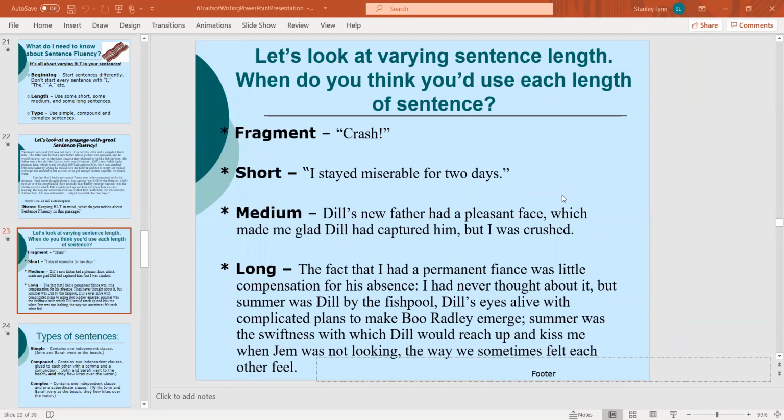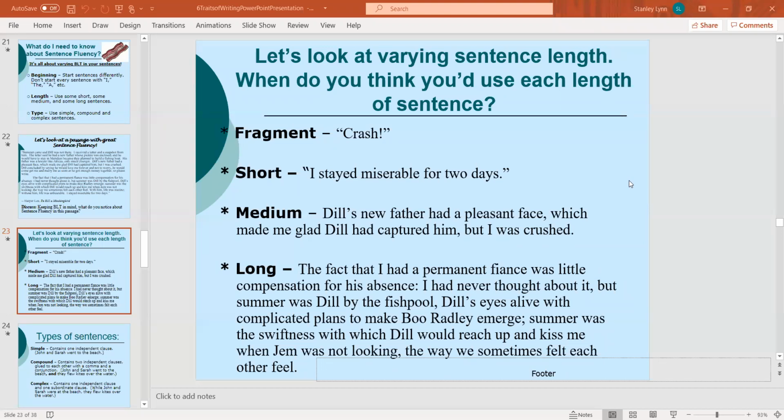Let's look at varying sentence length. When do you think you'd use each length of sentence? Fragment: crash. A short sentence: I stayed miserable for 2 days. A medium sentence: I want you to look and notice what is considered medium. Dill's new father had a pleasant face, which made me glad Dill had captured him, but I was crushed. And this is one long sentence. The fact that I had a permanent fiance was little compensation for his absence.